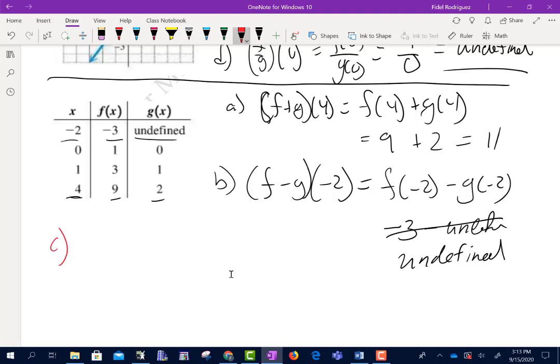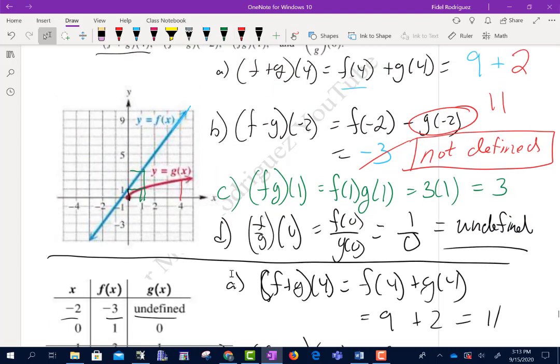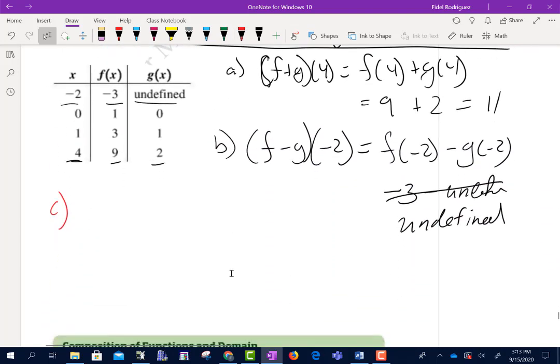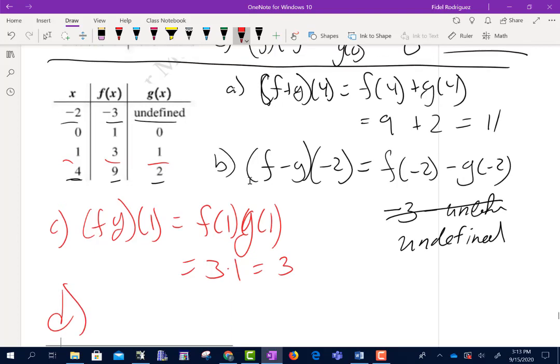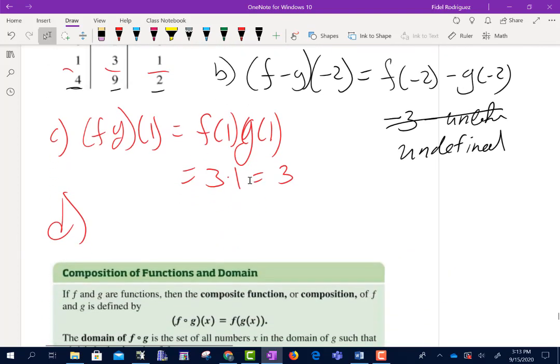Part C, I forgot what part C was, f times g of 1, which means I'm going to find f of 1 and g of 1 and multiply them together. So f of 1 is 3 and g of 1 is 1, and multiply them together I get 3. And then d as in dog, we want to find f divided by g of 0.